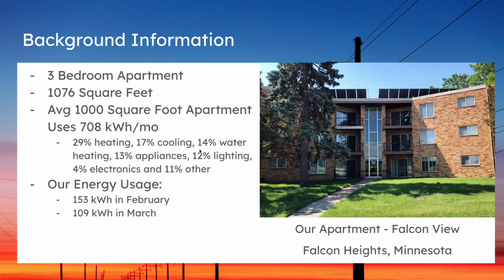The average 1,000 square foot apartment uses about 708 kilowatt hours per month. This primarily comes from heating and cooling, but also 13% from appliances, which we'll be focusing on in this presentation. This can be compared to our energy usage, which was 153 kilowatt hours in February and 109 kilowatt hours in March. I think the majority of this discrepancy between our usage and the average comes from solar panels that we have on top of our building, which greatly reduces the amount of electricity that we need from Xcel, from the grid.